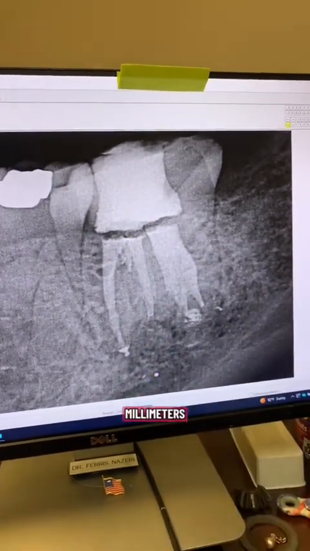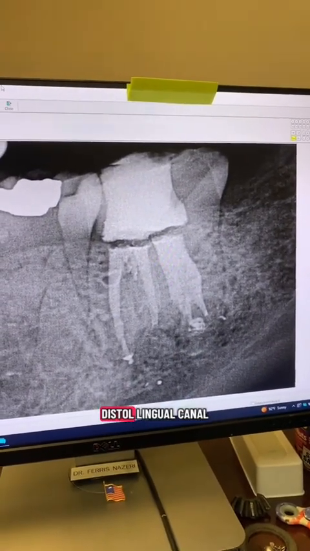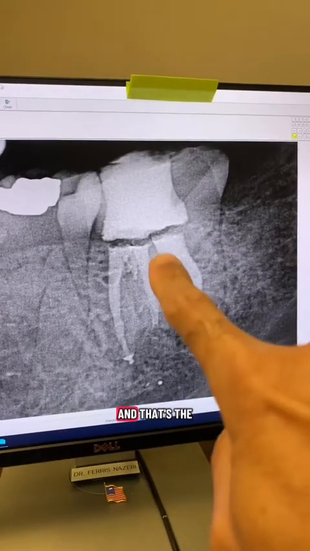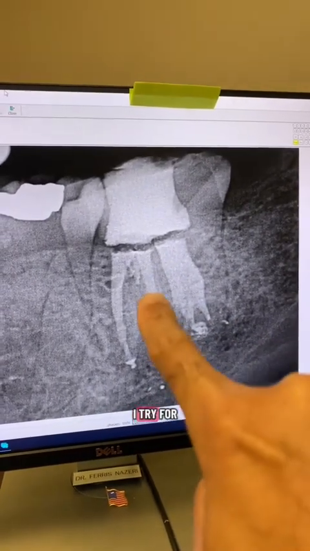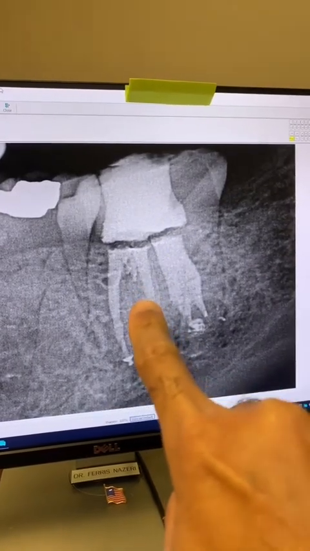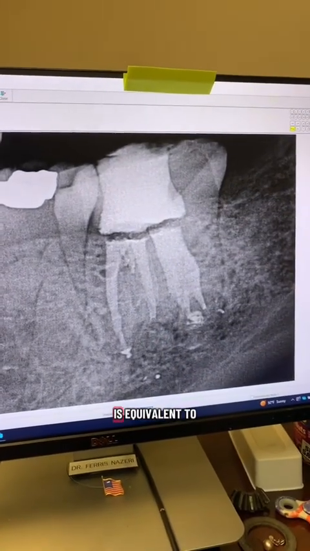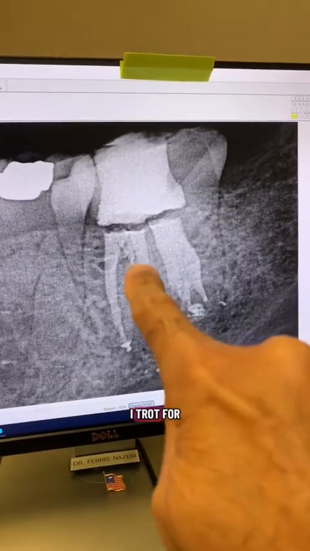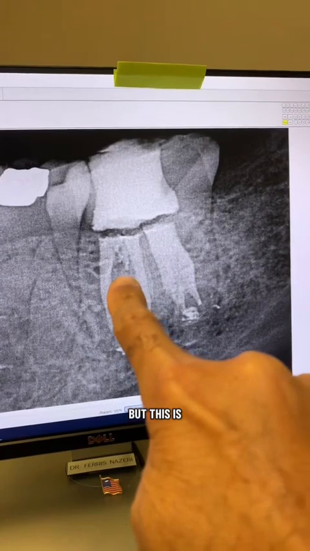Mesiobuccal was 19 millimeters. There was a missed distal lingual canal system that we were able to capture, and you can see right there. And that's the mesiolingual, the one that was 15.5 millimeters. I troughed for an MB2, I troughed for a middle mesial canal, which for the lower molars is equivalent to the MB2 of the upper molars. I thought I had a catch, but this is as far as I could go.